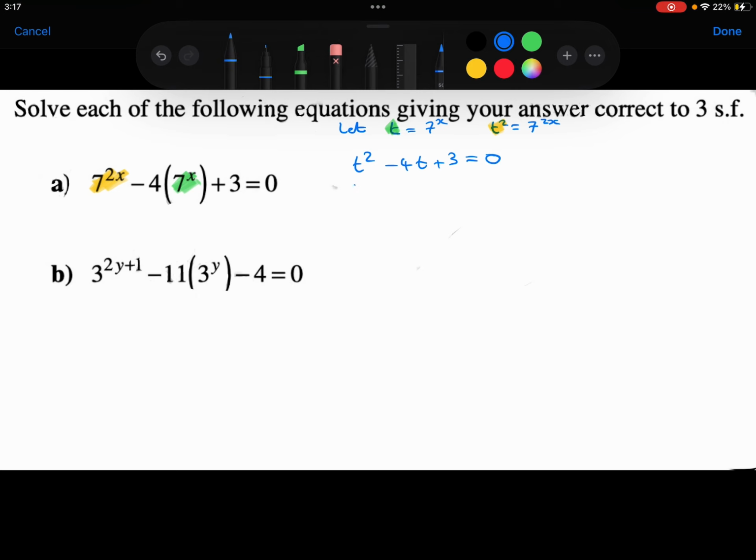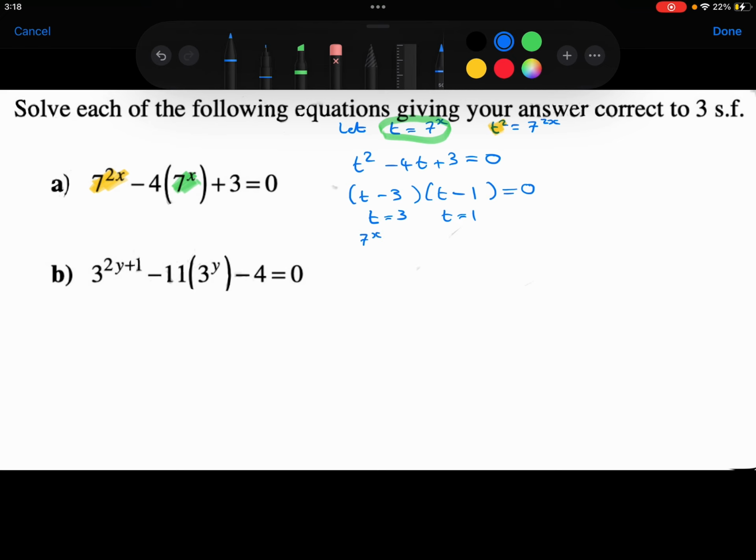which can now be factorised easily to be t minus 3, t minus 1, which means the solution to this are either t is 3 or t is 1. We know though that we need to work out x, not t. Remember that my original substitution was that t is equal to 7 to the power x.